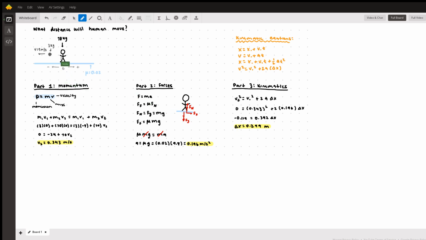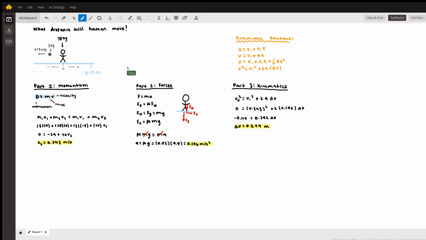But anyways, the human's throwing the rock that way, and so what's going to happen is they're going to go back the other way. This is Newton's third law pair, where you've probably heard every action renders an equal and opposite reaction. So that equal and opposite reaction is the human moving to the right when the rock is moving left.